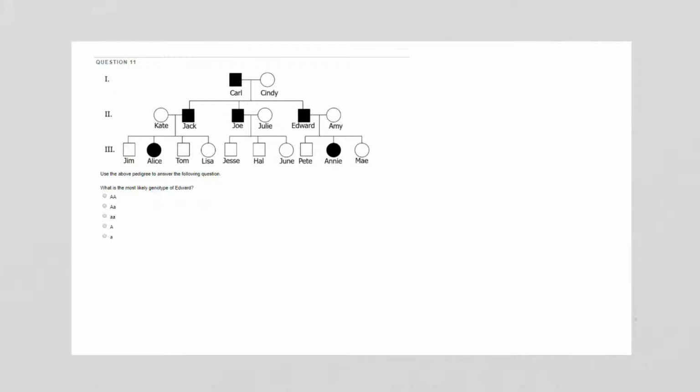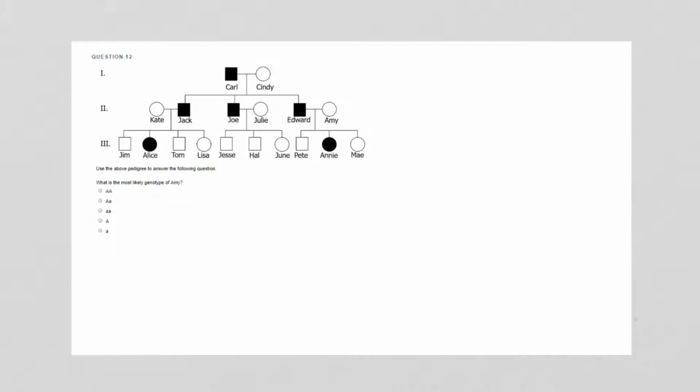Question 11, we're looking at Edward, and we want to know the most likely genotype of Edward. Well, Edward looks dominant because he's colored in, so he's got one capital letter there, so one capital A. And then notice that he does have children that are little a. Okay, so based on that, they would have inherited a little a from both parents. He would have to be heterozygous, so that would be Edward's genotype.